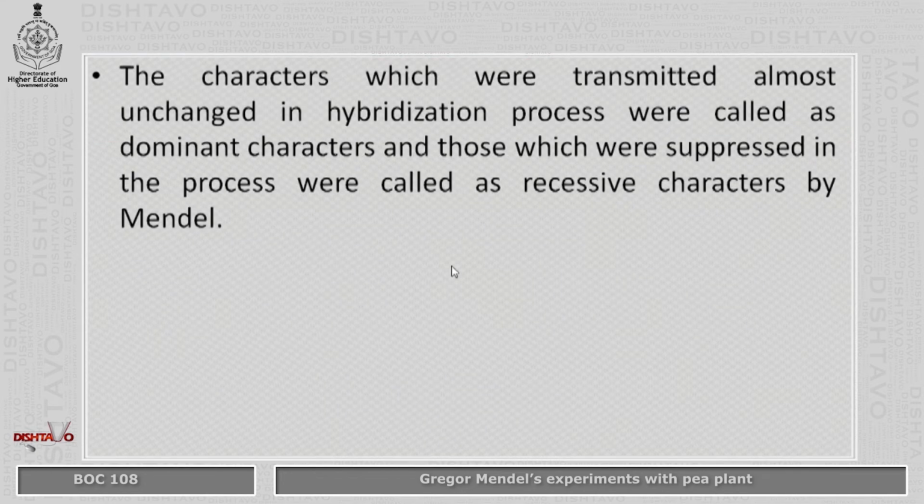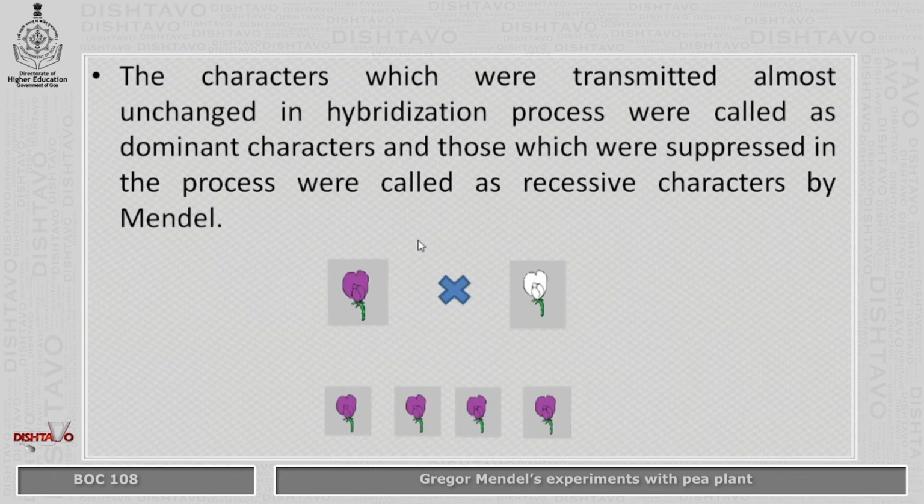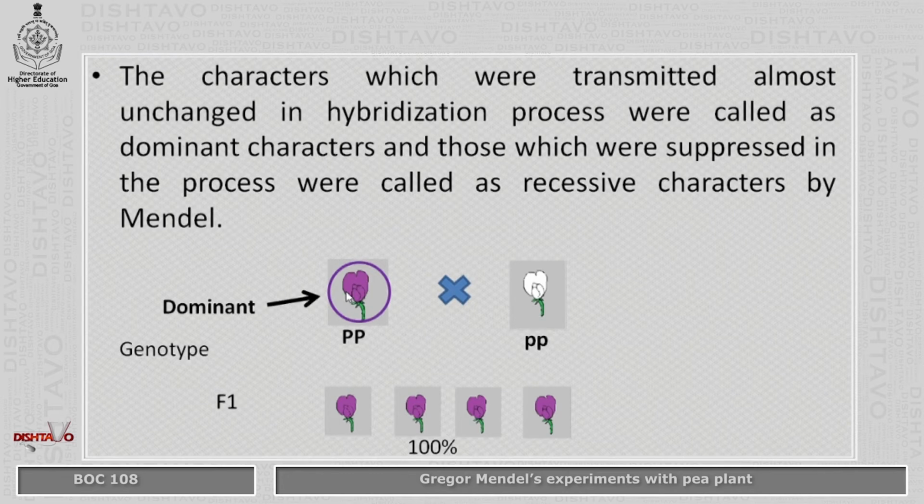The characters which were transmitted almost unchanged in hybridization process were called as dominant characters, and those which were suppressed in the process were called as recessive characters by Mendel. This can be shown as follows. So we take the previous cross and point out this particular flower, that is purple, as dominant trait or dominant character, because in F1 generation, all the offsprings were seen showing purple colored flowers. On the other hand, white colored flower was a recessive one because this particular character was suppressed in F1 generation.